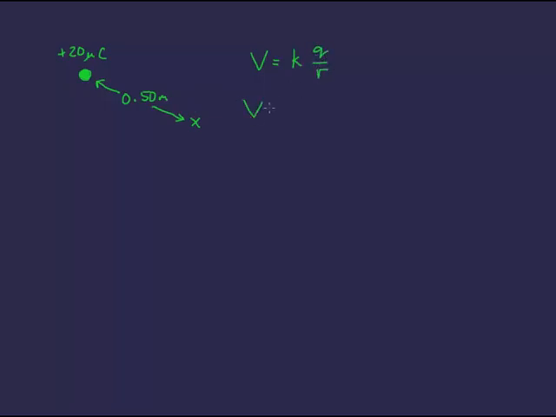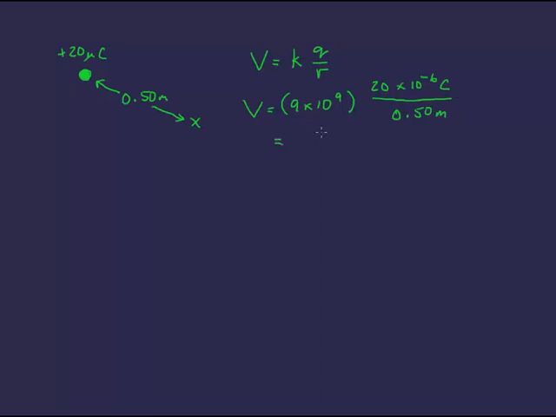Plugging the numbers in, we're going to have 9 times 10 to the 9 for k. The q is 20 times 10 to the negative 6 coulombs over a distance of 0.50 meters.